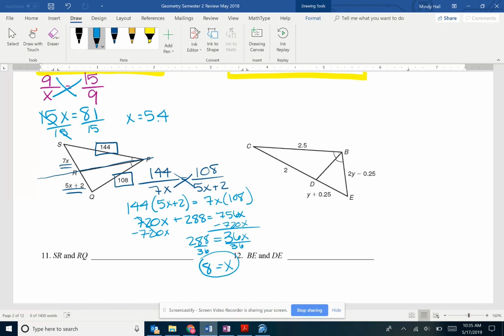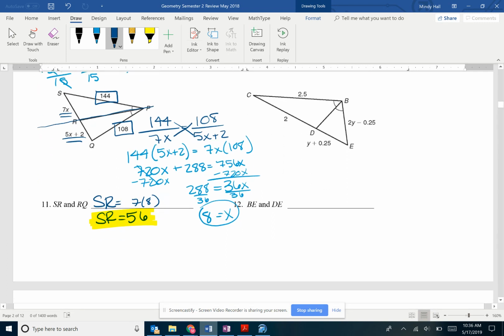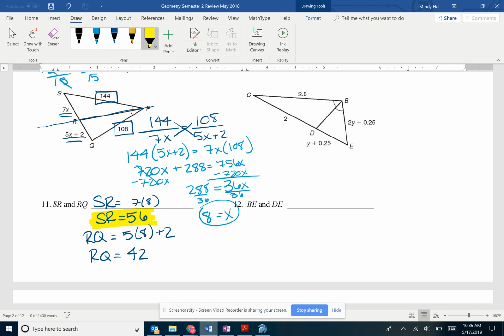Now that I have this value for x, I'm going to plug it in. So for SR, that would be 8 times 7, so that would be 56. For RQ, that would be 5 times 8 plus 2, and 5 times 8 is 40, plus 2 is 42.